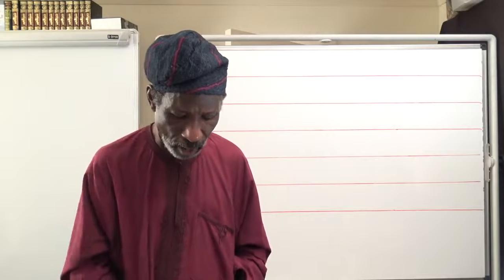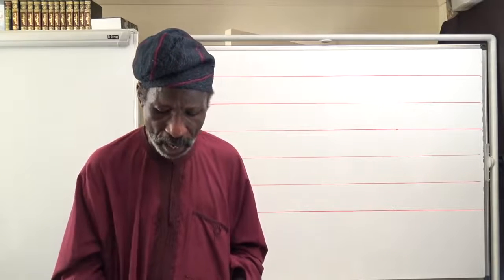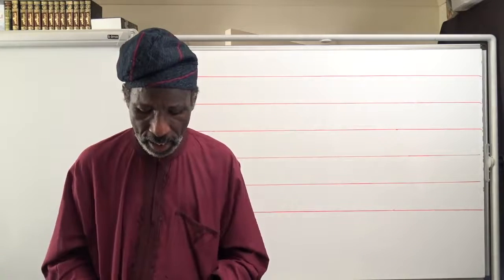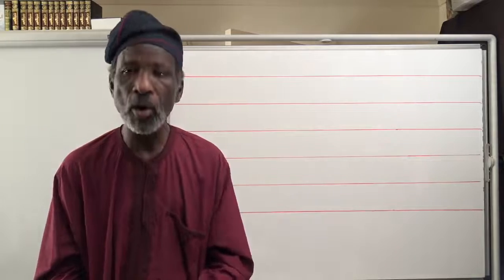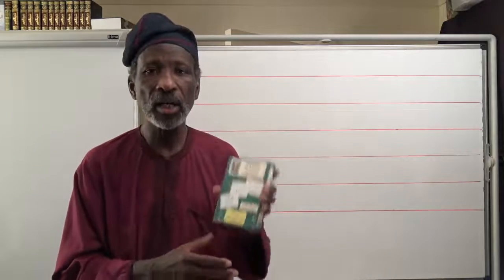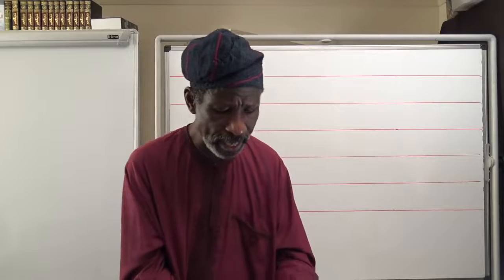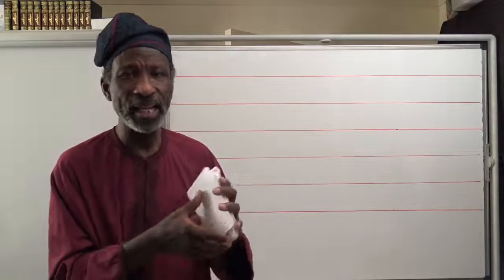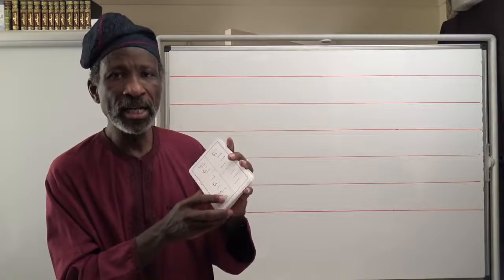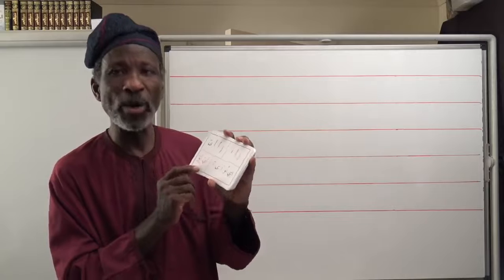Now that's the first part of the cards, this set. Now the second part is this. Then start again, taking the alphabet again, this time with vowels.